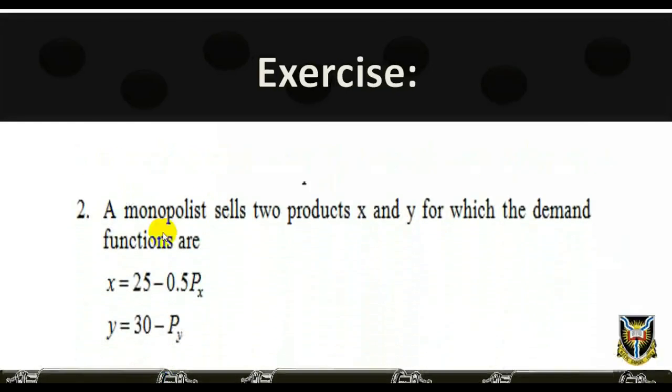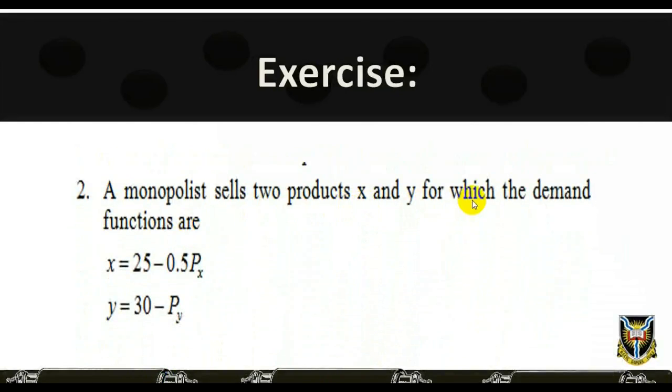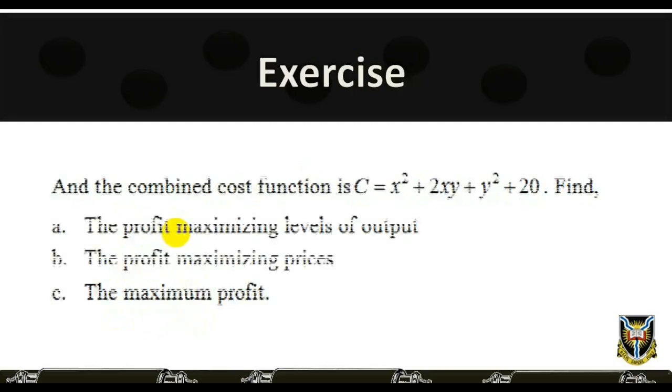Number 2. A monopolist sells two products X and Y for which the demand functions are X equals 25 minus 0.5 Px, Y equals 30 minus Py, and the combined cost function is C equals x squared plus 2xy plus y squared plus 20. Find A. The profit maximizing level of output. B. The profit maximizing prices. C. The maximum profit.